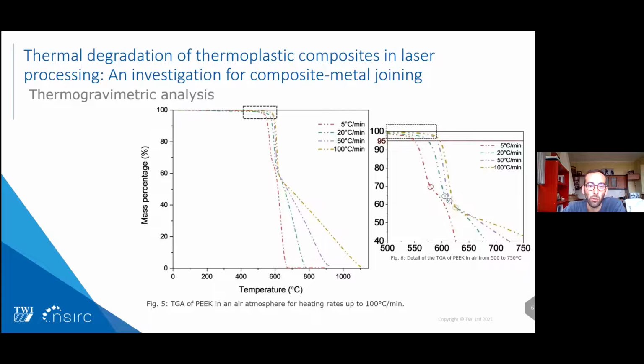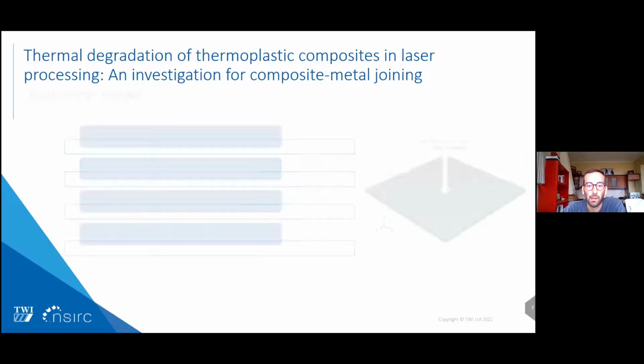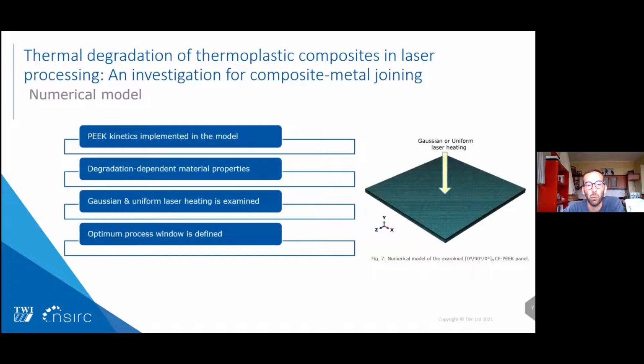And in order to do so, we proceed with several methods. As I said before, a coupled thermal chemical numerical model is developed. The interesting element is that it has implemented the kinetics of the matrix. The material properties are modeled to be dependent on the degree of degradation. So instead of saying that after 600 degrees Celsius you have these properties, we say that the material properties fluctuate considering the virgin and the burnt material. So they fluctuate between these two states.